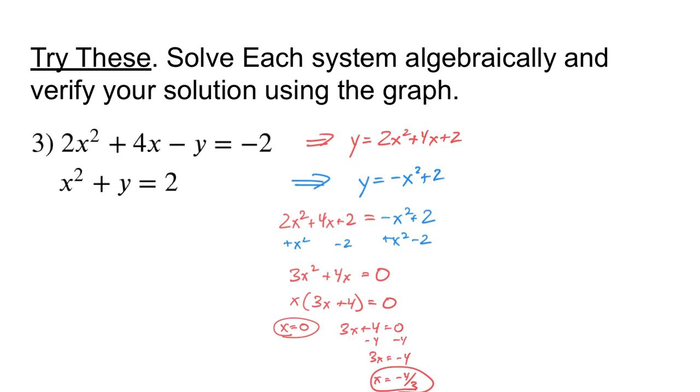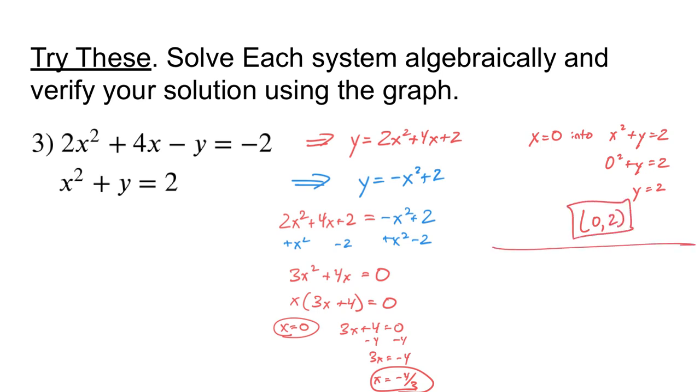Now, once I get these, of course, I can take x equals 0, and I can plug that into one of the equations. I don't know, I kind of like the second one. So x squared plus y equals 2. So I'll plug in 0. That's 0 squared plus y equals 2, or y is equal to 2. So one of the coordinate pairs is (0, 2) for a point of intersection.